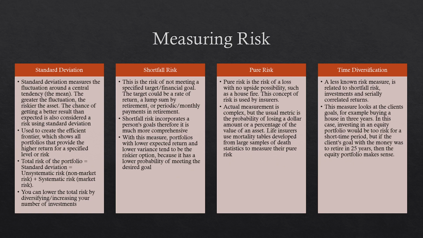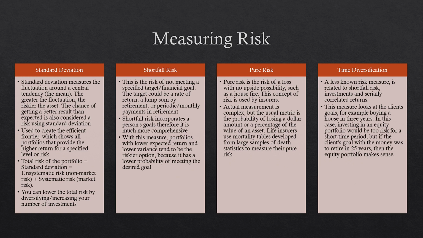standard deviation. It's quite often used when looking at an investment. It measures the fluctuation around a central tendency, the mean or the average. The greater the fluctuation, the riskier the asset. And the chance of getting a better result than expected is also considered a risk using standard deviation. So if you have a fund that goes up, let's say 80% in one year, and then the next year it maybe goes down 10%, that's a huge fluctuation. Yes, it's great that you made a lot of money that one year, but it is considered a risk because the fund is obviously more volatile.